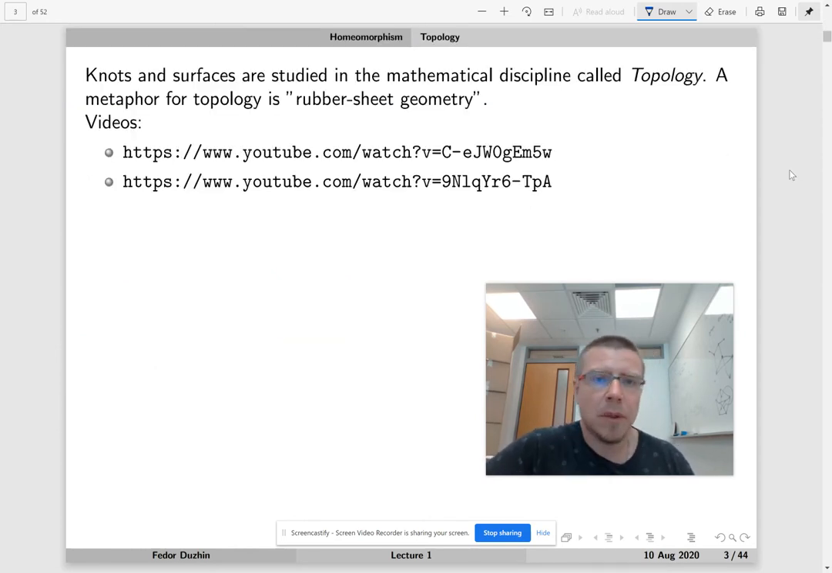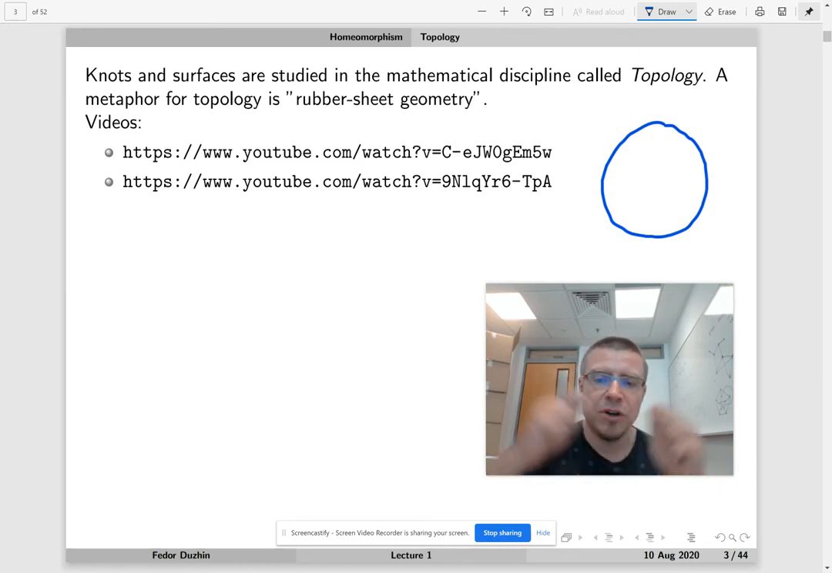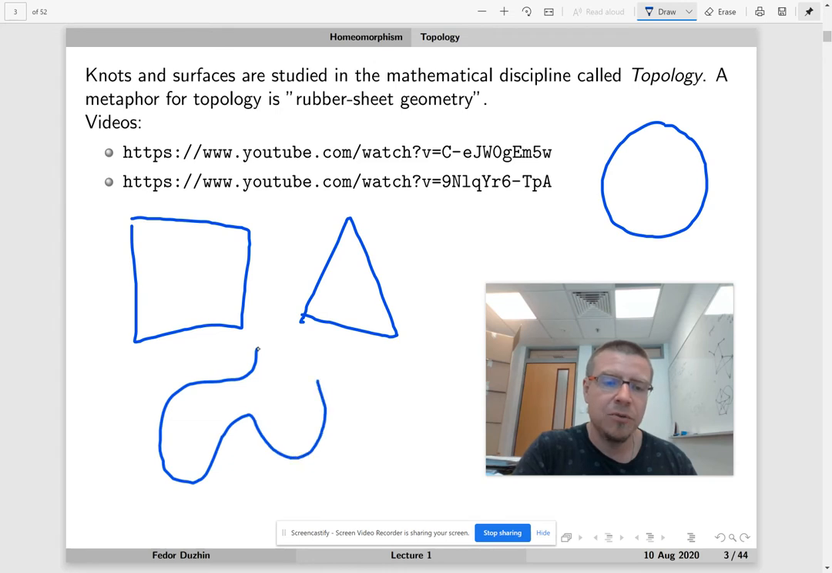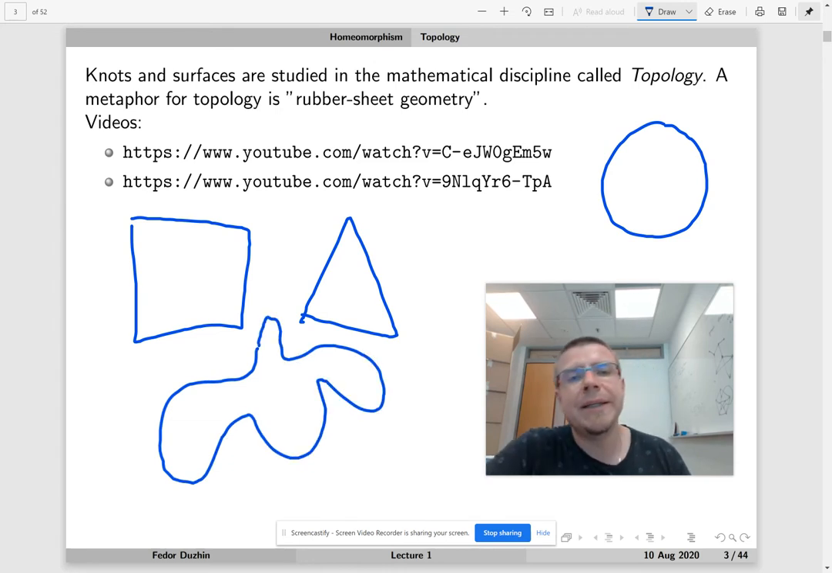Now, knots and surfaces are studied in the mathematical discipline called topology. A common metaphor for topology is rubber sheet geometry. In topology, we deal with geometric objects, something like a circle, but we imagine that the circle is made of rubber, so it can be stretched, squeezed, and so on. In particular, a circle can be continuously deformed to, say, a square, which can be deformed into a triangle, so all of them can be deformed into something like this. All these shapes are the same from the topological point of view.